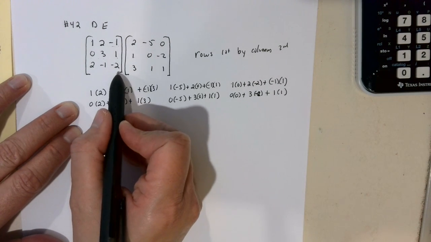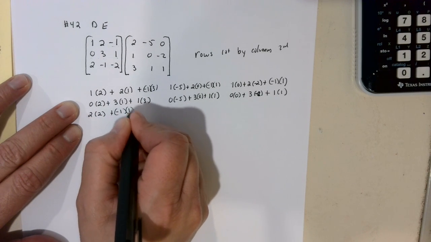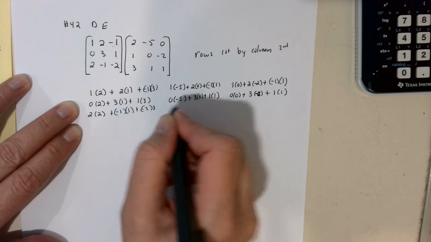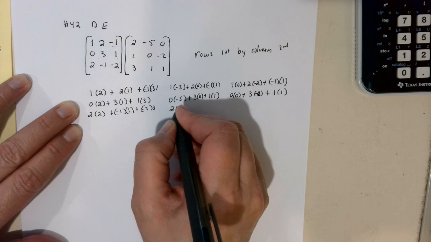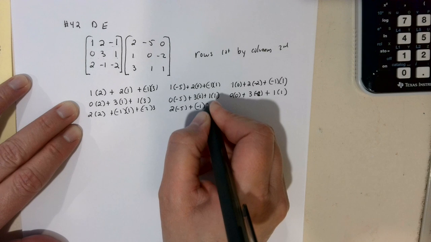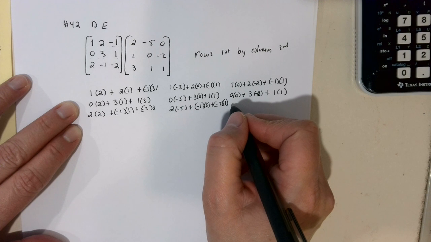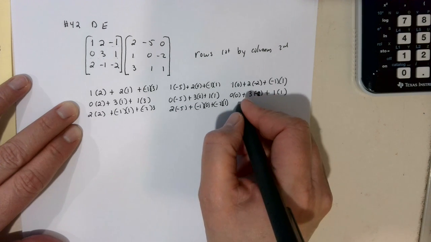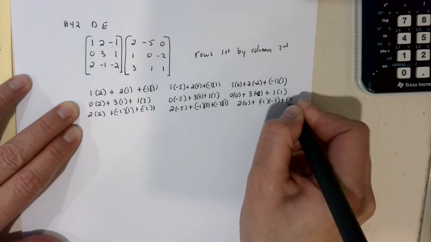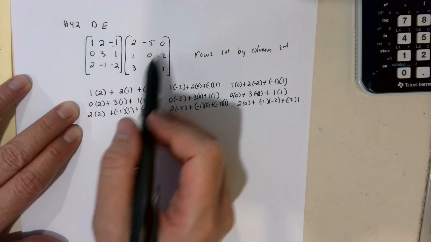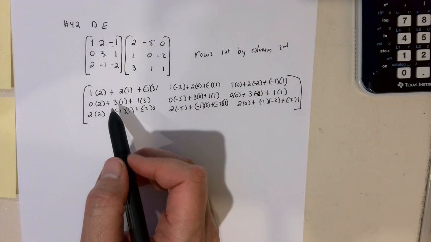Now I've got one more row to go by each column. So I'm going to have 2 times 2, negative 1 times 1, negative 2 times 3. And then I'm going to scoot over and do third row, second column, 2 times negative 5, negative 1 times 0, negative 2 times 1. And I'm kind of writing too big. I'm going to scoot over and I'm going to do 2 times 0, negative 1 times negative 2, plus negative 2 times 1. So third row, third column. Once you have it all worked out, it's just multiplying and adding.